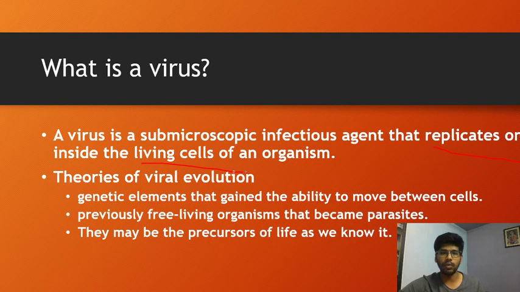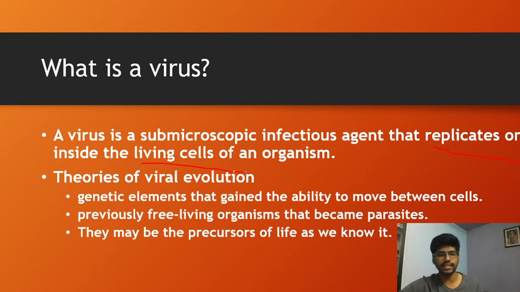So there was a constant debate about which theory was true, how the viruses actually evolved. One theory states that these are genetic elements which gained the ability to move between cells. The second theory states that a previously free living organism lost the genetic material and then became a parasite. Because when we talk about viruses, they replicate within the host. That means they need a living organism to infect. So depending upon those theories, it was a previously free living organism which became a parasite later on.